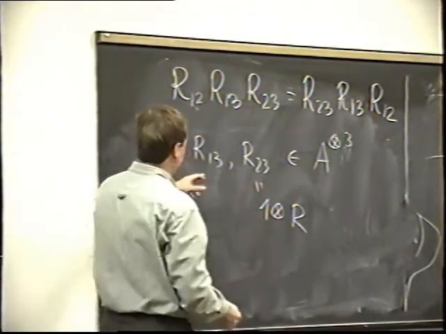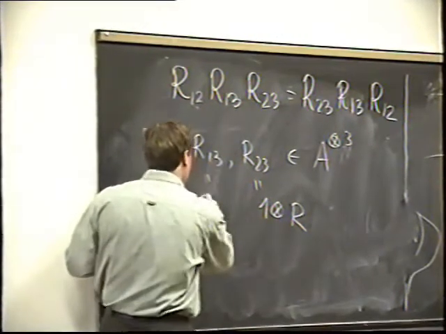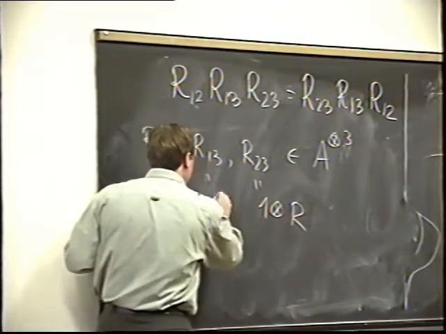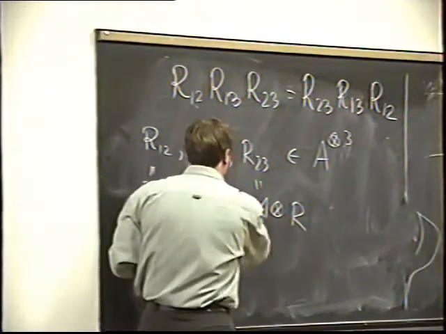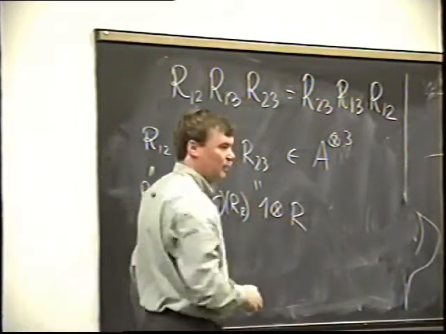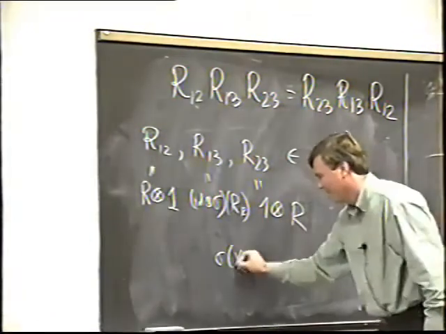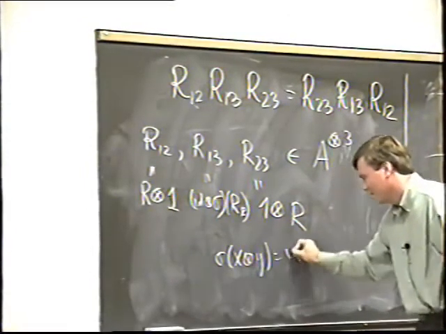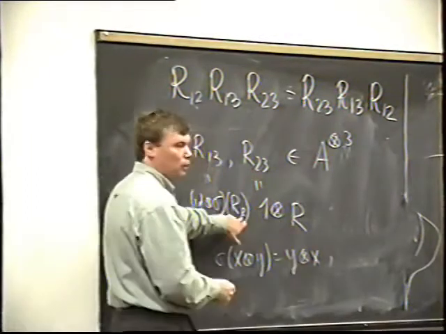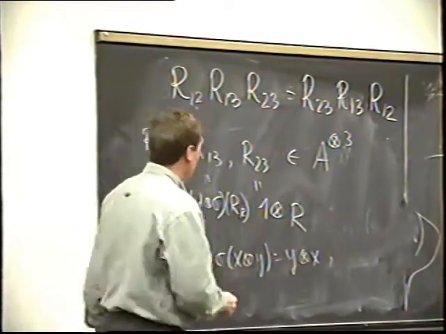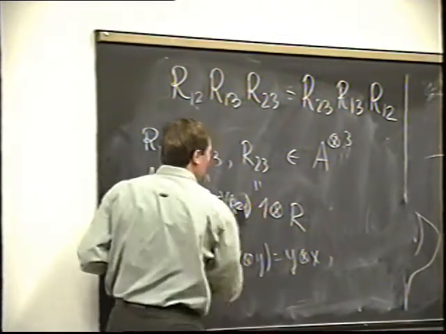And this one I can't write directly, but I have a trick. This is identity tensor sigma, where sigma is this permutation, acting on R12. It's sigma acting on R tensor 1.